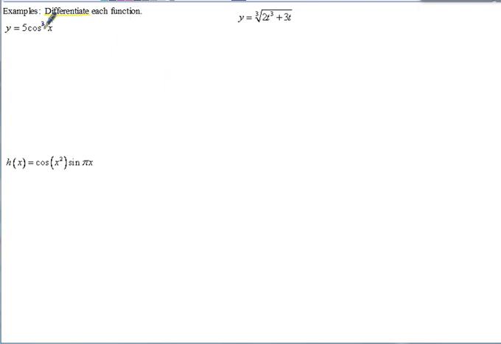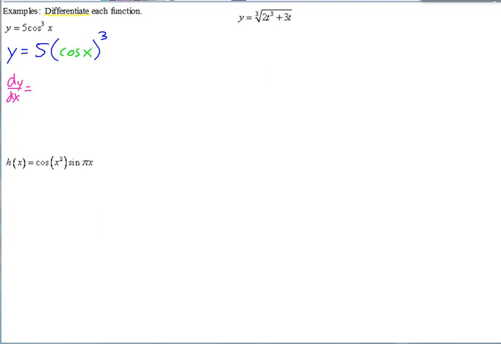Notice when it's written cubed like that, what it really means is we've got 5, and what's being cubed is that cosine of x. So if you rewrite it that way first, it makes it much easier to see what the function inside is and what the function outside is. But this is still y, it's not the derivative yet. Now, let's take the derivative, dy dx.